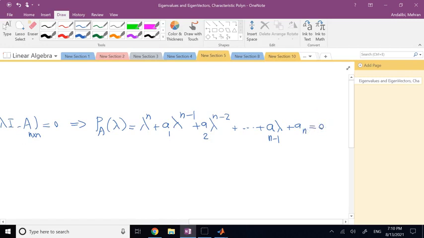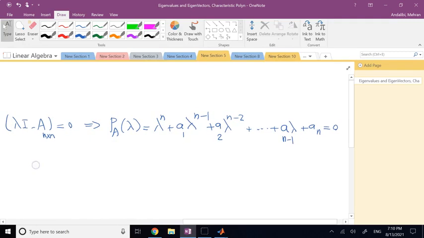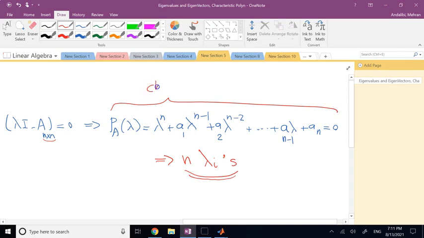So when you expand it, it gives you an nth order polynomial equal to 0, and the roots of this nth order polynomial are going to be what? N lambdas. So in general, your matrix A, which is n by n, is going to have n eigenvalues, and those are the roots of this polynomial, which we call the characteristic polynomial.